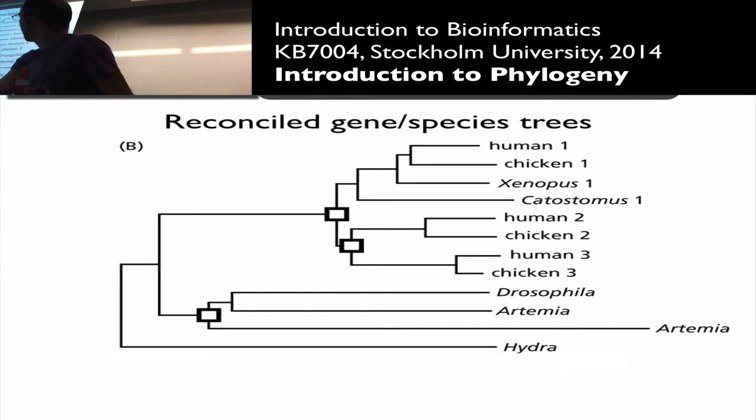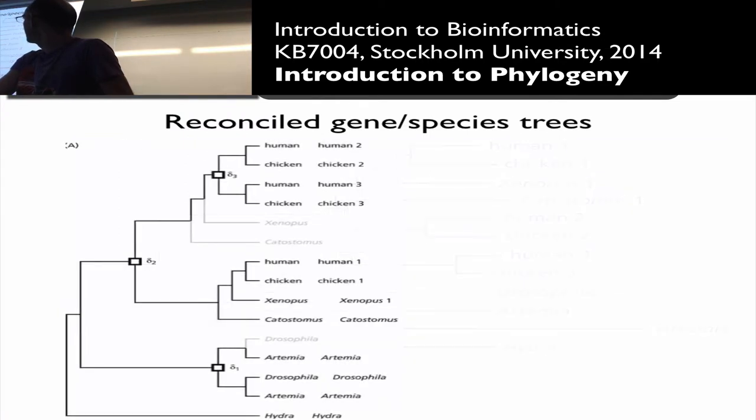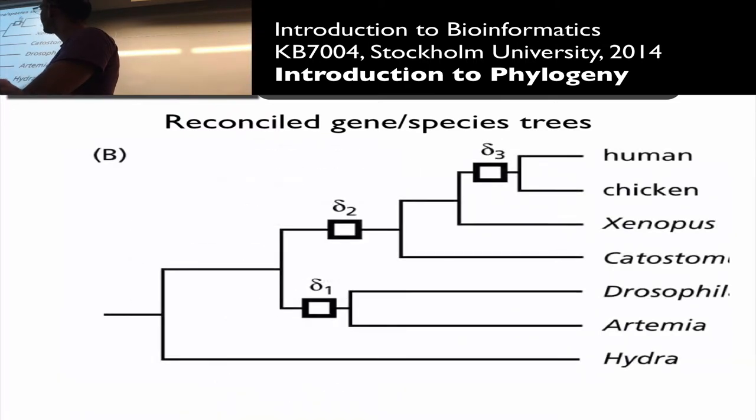So back to this example here, we have the beginning. And then you say, okay, I have a probability of a duplication happening here, here, and here. And then I have losses in some cases. And then I have a species tree that has both things in it.